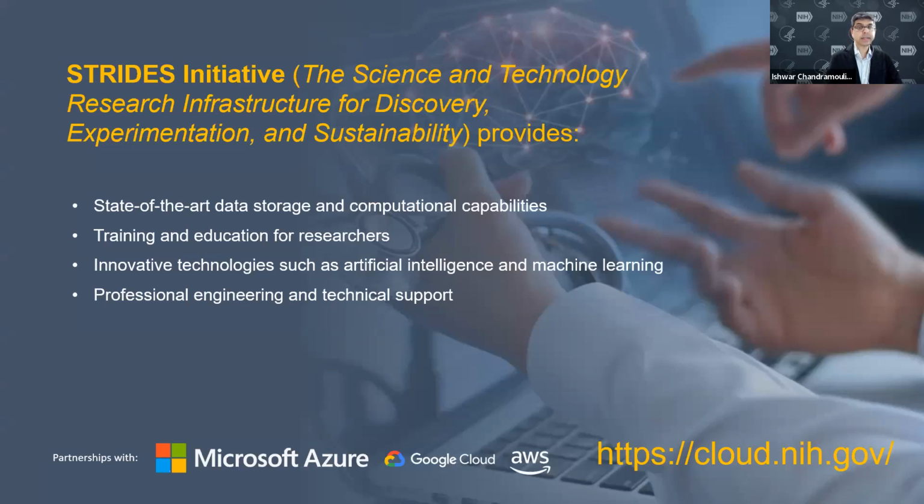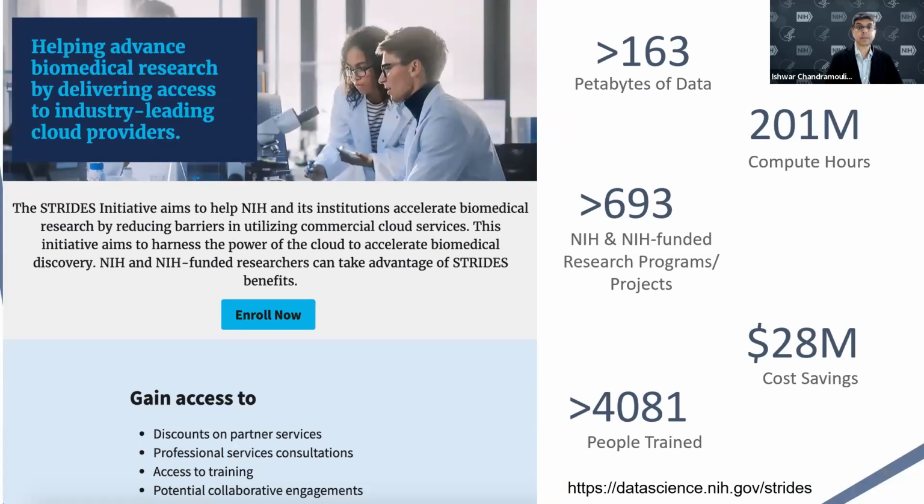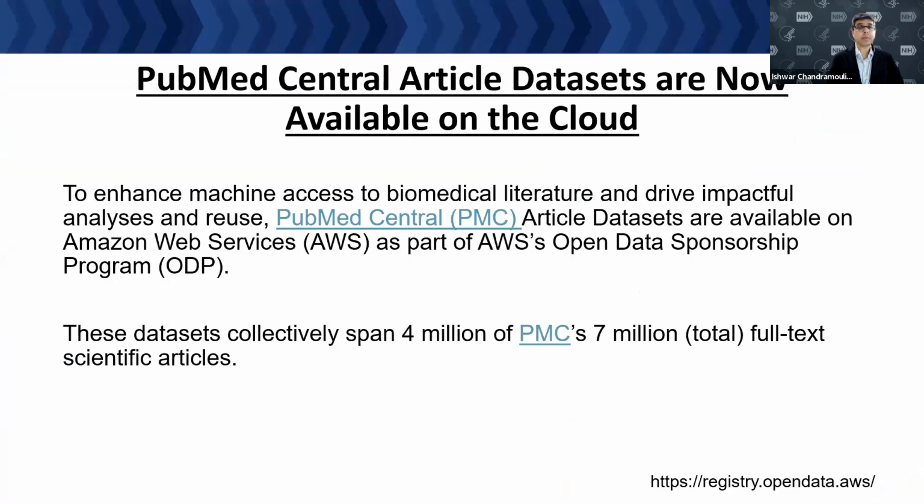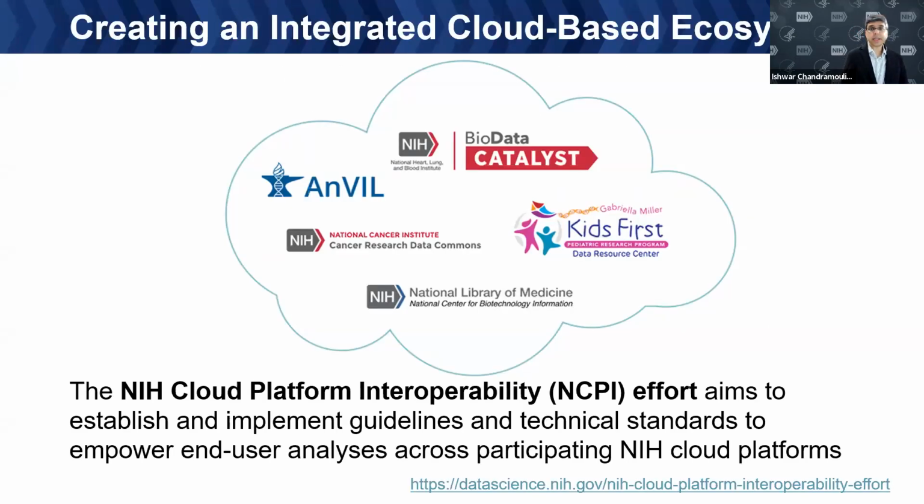The next slide is just a numbers game in terms of where we are leveraging the STRIDES program. We have a large amount of data, petabytes of data, available, a great deal of compute that has been leveraged, and it's just a set of metrics that demonstrate that we've been able to do a lot while spending a lot less money, through the approaches adopted and incentivized by the cloud program itself. The next slide specifically gives an example of how the PubMed Central Article Datasets, which is a large collection, is now available on the cloud to enhance machine learning access to this data set. I think it talks about how the data sets collectively span about 4 million of PubMed Central's 7 million full-text scientific articles.